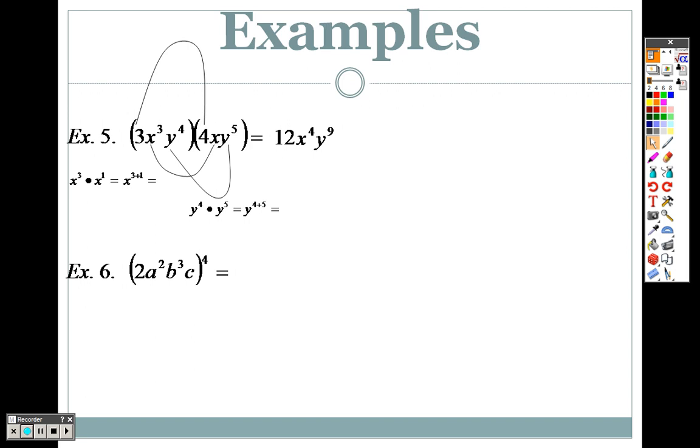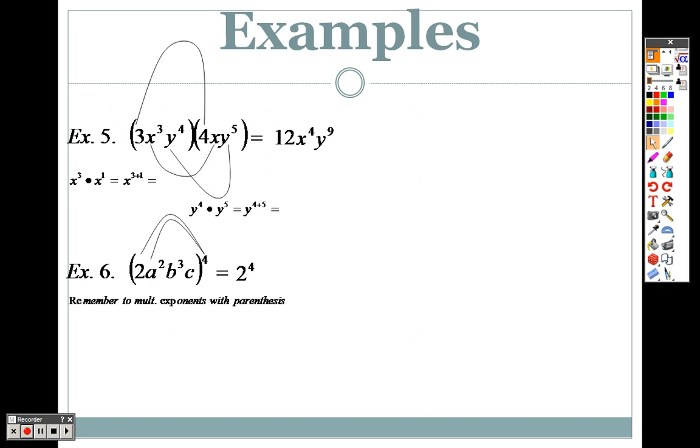So looking at example 6 here, I can't just do anything with that 2 like in the last problem, because I have this right here on the outside. I have this 4, which means I need to take that 4 through to every single item. So I'm going to have to also take it through that 2. And that 2, it's like saying I have an exponent of 1. So 2 to the first power. So 1 times 4 is 4. That's why I get 2 to the fourth power.